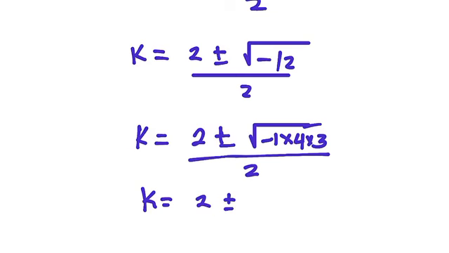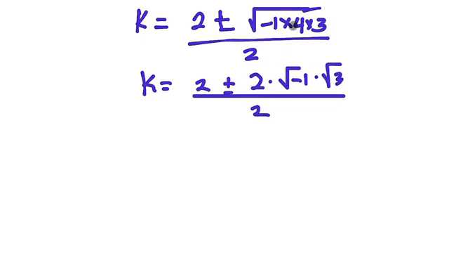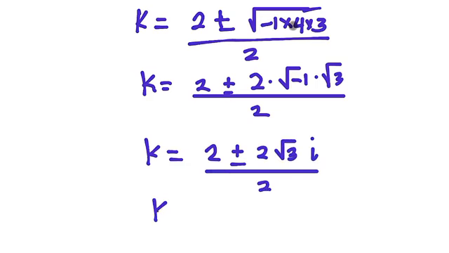So we take the square root of 4, that will give us 2. So I will take 2 outside, then multiply by root minus 1 and root 3, all divided by 2. Understood? So we're going to have k equals 2 plus or minus 2 root 3 i divided by 2. So now when you divide through by 2, you're going to have 1 plus or minus root 3i. Are you getting it now?